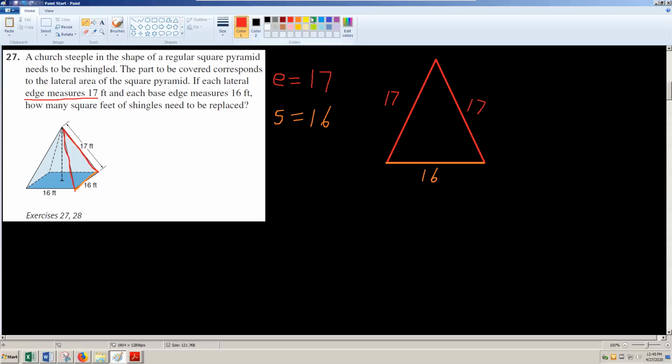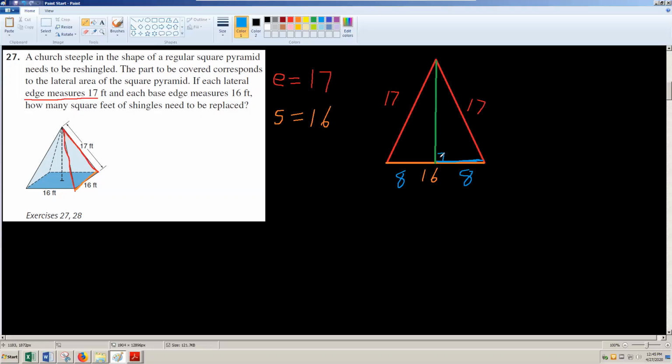If I have this set up, I can always take my altitude and drop it down. Again, the reason being is because we have an isosceles triangle, I know that this is going to intersect at the midpoint at a 90. So this is being bisected. So this new segment here is going to be labeled in blue, 8 and 8. I'm going to just try and draw a little blue here. So this is 8, this is 17, and this is at a right angle.